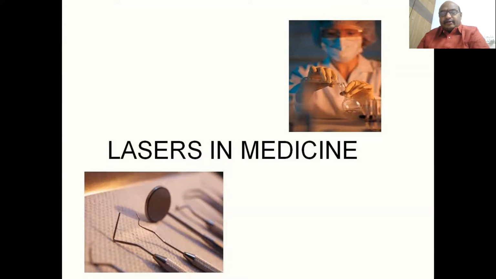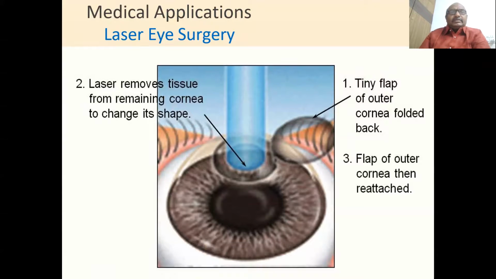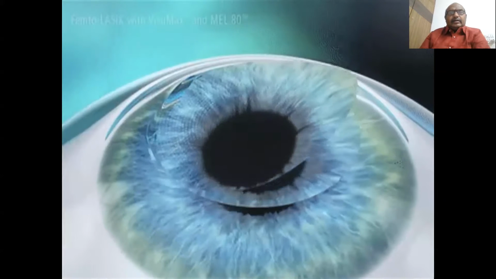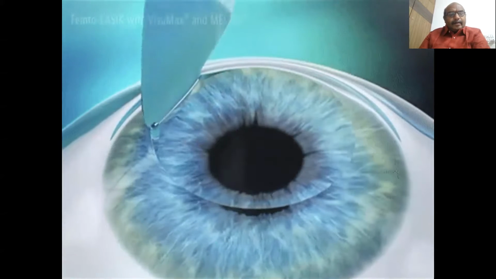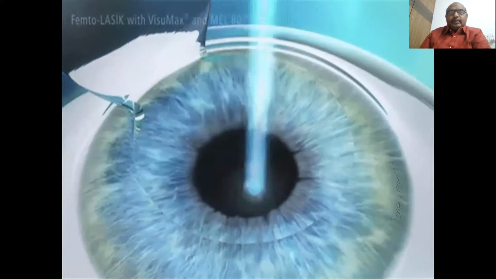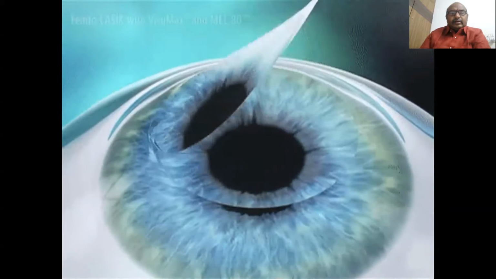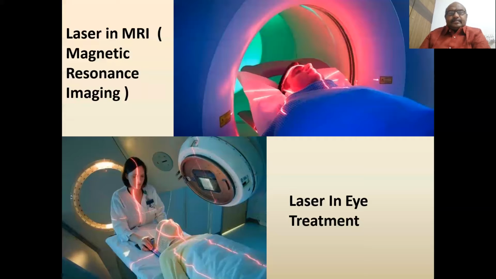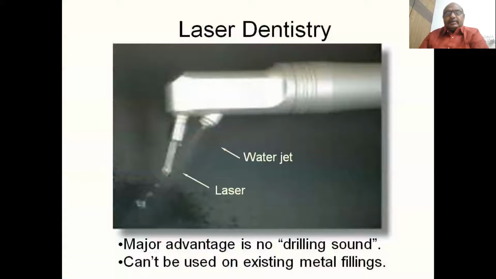Lasers are used for cataract removal. The laser removes tissue from the cornea to change its shape. It is very important in eye therapy, and lasers are used for eye surgery, especially in detached retina, applying the laser light to the retina. And lasers are used in magnetic resonance imaging, MRI scanning. Lasers are used in eye treatment.